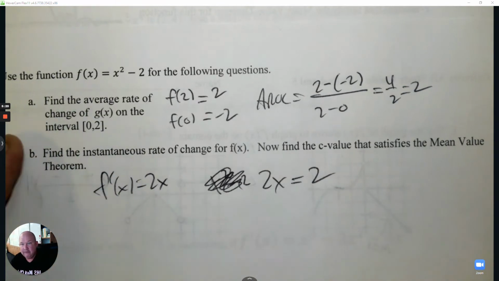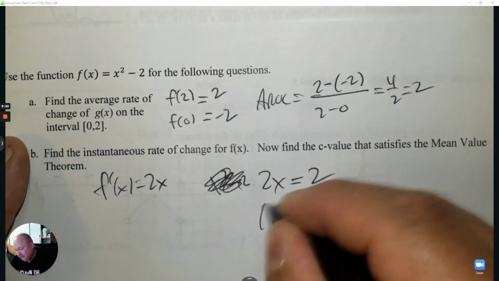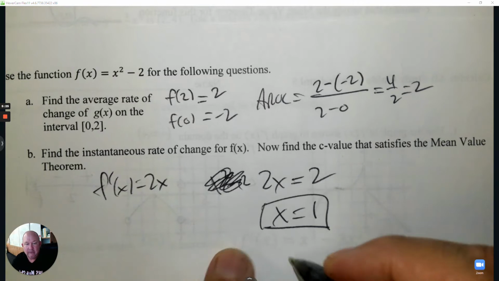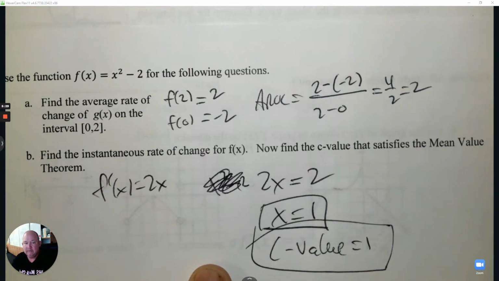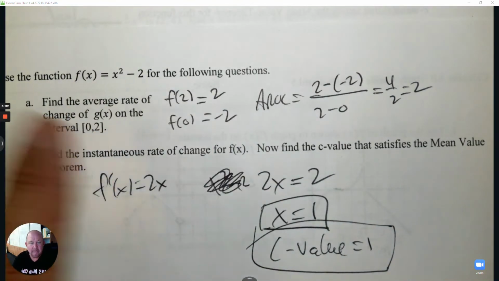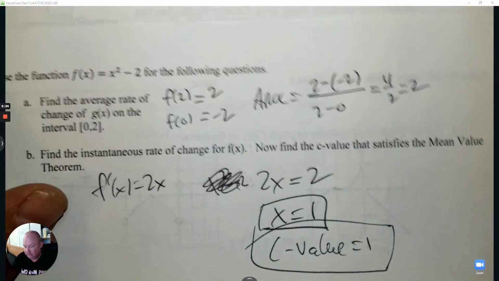So divide by 2 and you get your answer. So that c value is 1. We should really write down the c value then is equal to 1. And that is definitely in my interval. So at 1, the AROC equals the AROC.